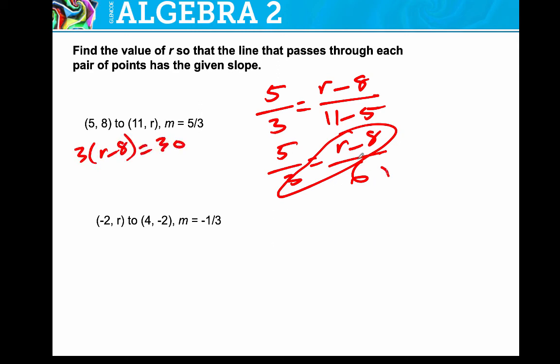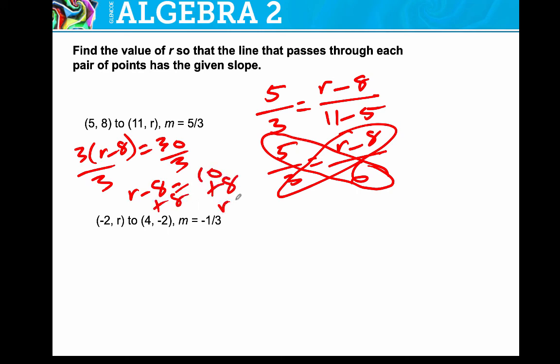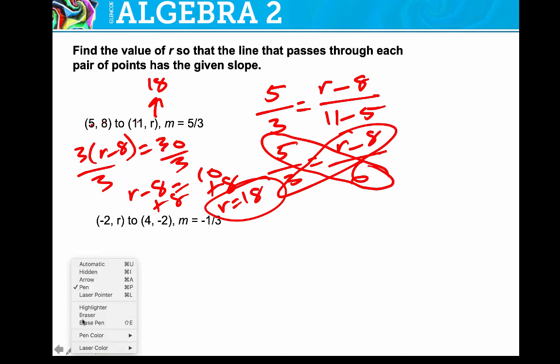Remember how to cross multiply? Divide by 3, divide by 3. R minus 8 equals 10. Add 8, r equals 18. Check your work, right? 18 minus 8 is 10. 11 minus 5 is 6. Is 10 over 6 5 over 3? It is.